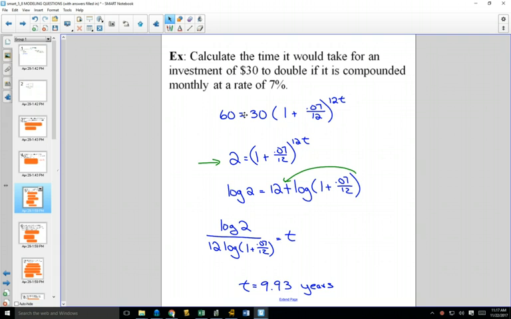So we used our logarithms, and it will take about 10 years for your $30 investment to double to $60. Now what's crazy about that is that means if you had invested $1 million, it would take 10 years to double. If you invested a nickel, in 10 years you'd have 10 cents. Right? Not nearly as exciting. But it shows the power of interest rates. It takes the same amount of time to double no matter what your principal is.